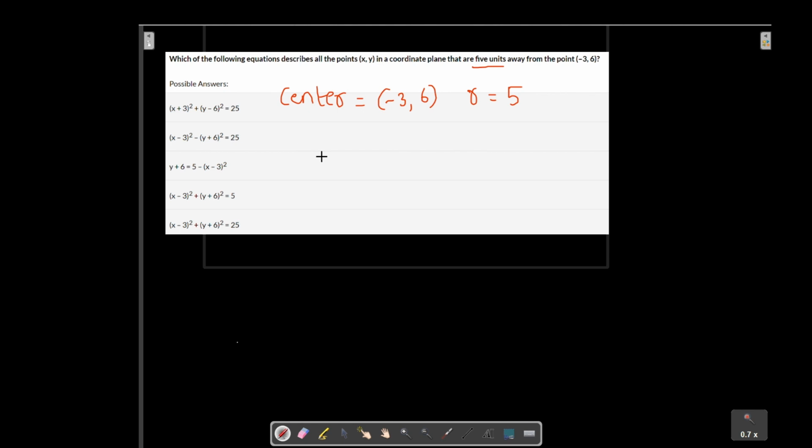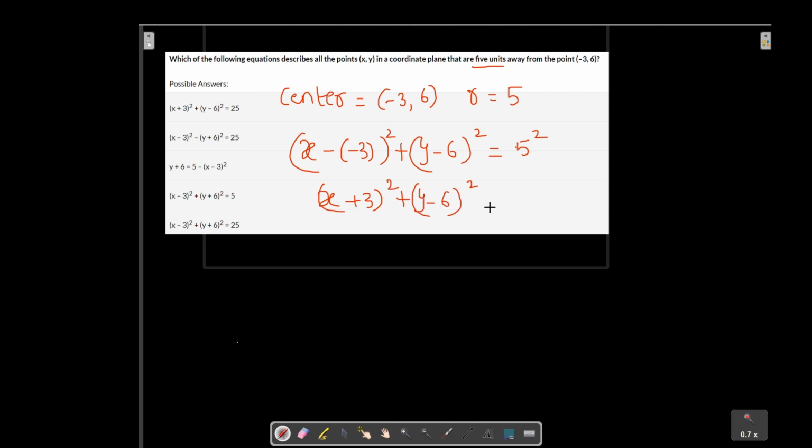Let's write the equation of the circle. X minus h, h is negative 3, whole square plus y minus k, y minus 6 whole square equals r square, which is 5 square. Minus of minus plus 3 whole square plus y minus 6 whole square equals 25. This is the equation in the first option.